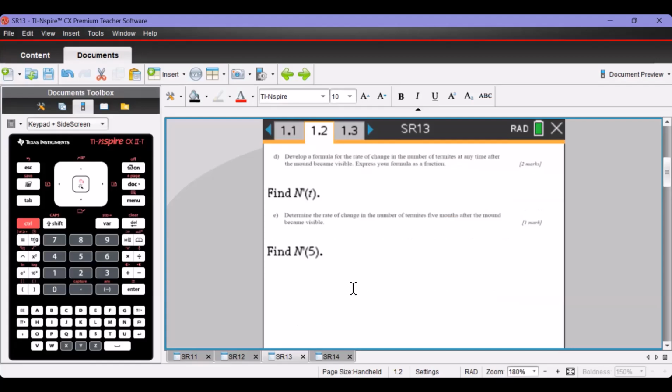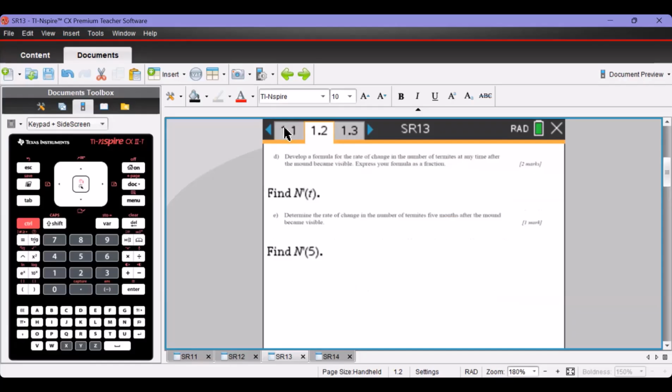We're going to be asked to determine the rate of change in the number of termites 5 months after the mound becomes visible, which means we've got to find n dashed of 5. Okay, so it's a 5-parter. Let's go back to the question.